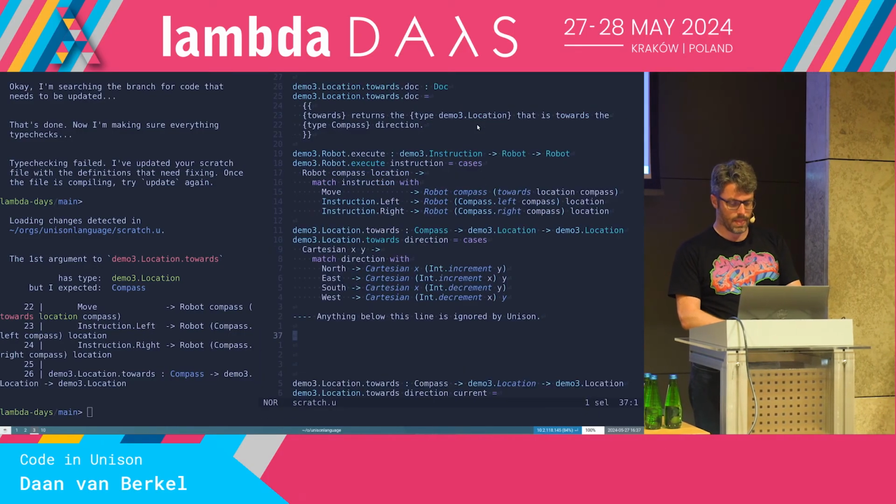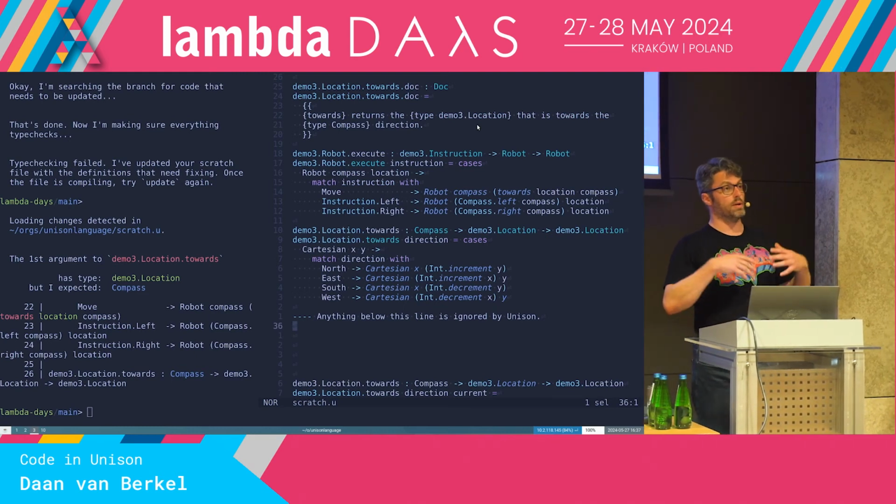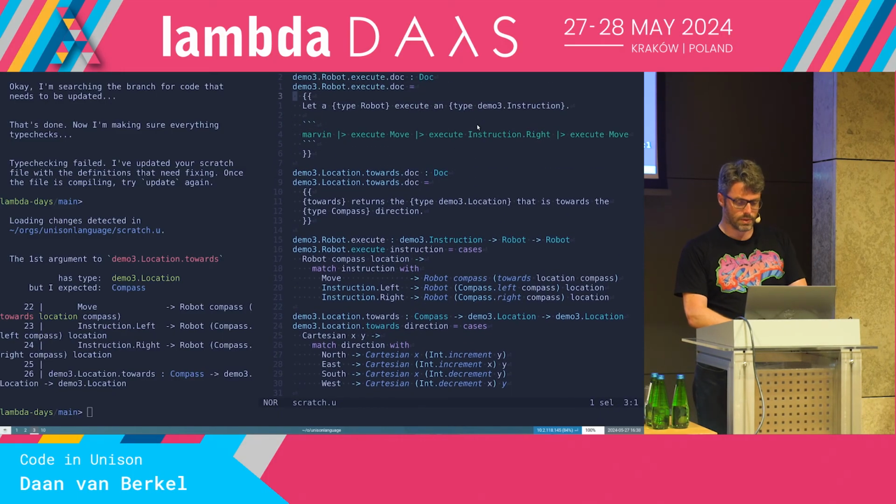So what we can do now is reload the file, and then Unison has written to the file that I'm working in all the things I need to update, basically. So I'm notified of the problems. So let's see. I think this is okay. The documentation is also correct, but here in the execute method of the robot, we need to change the order of the compass.